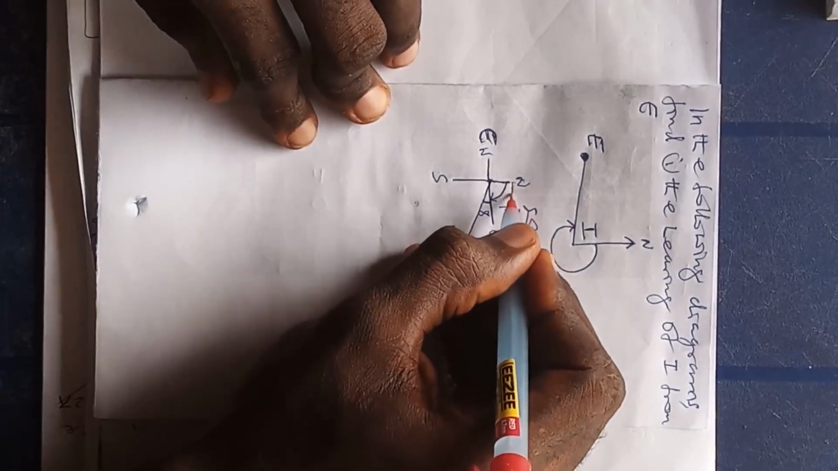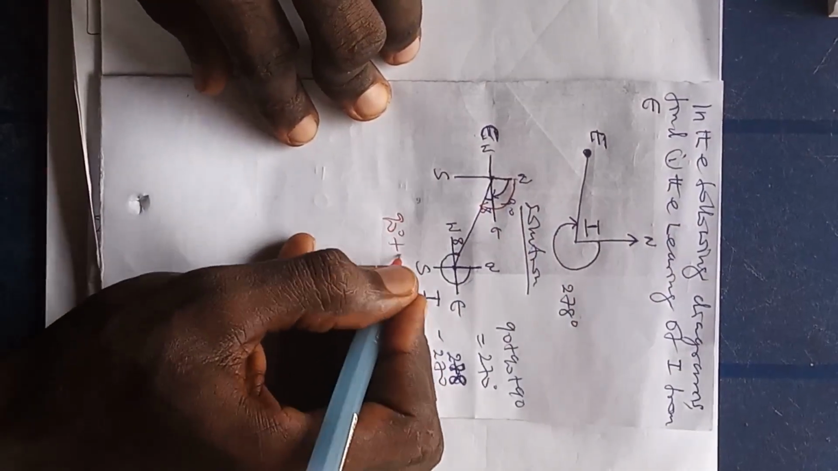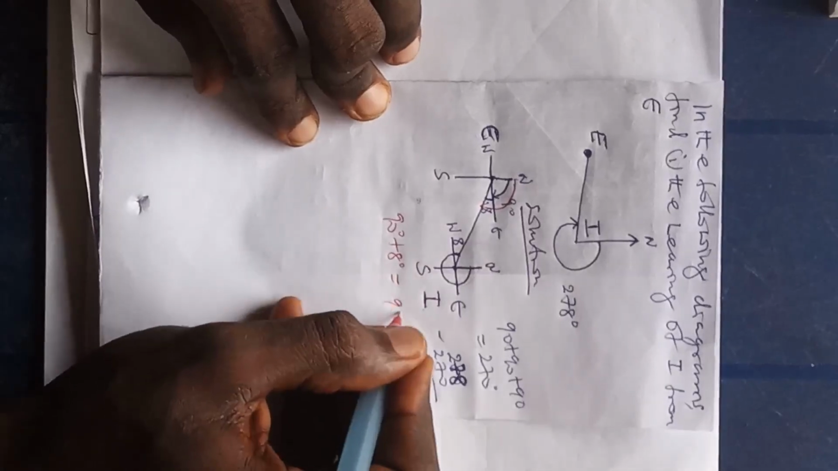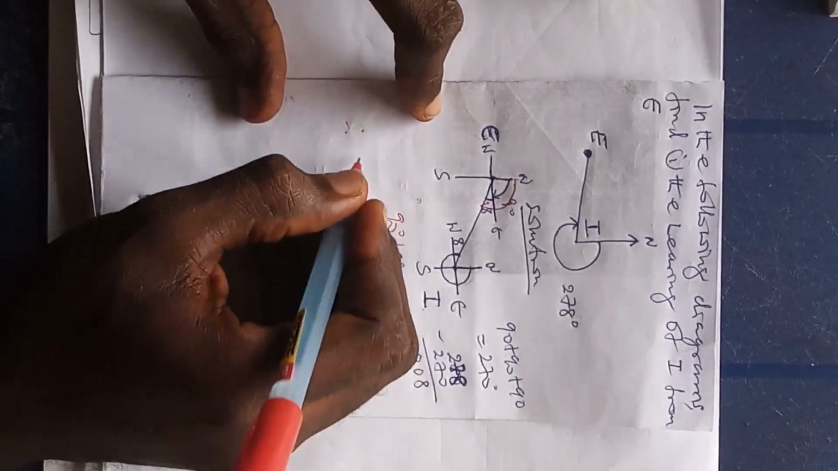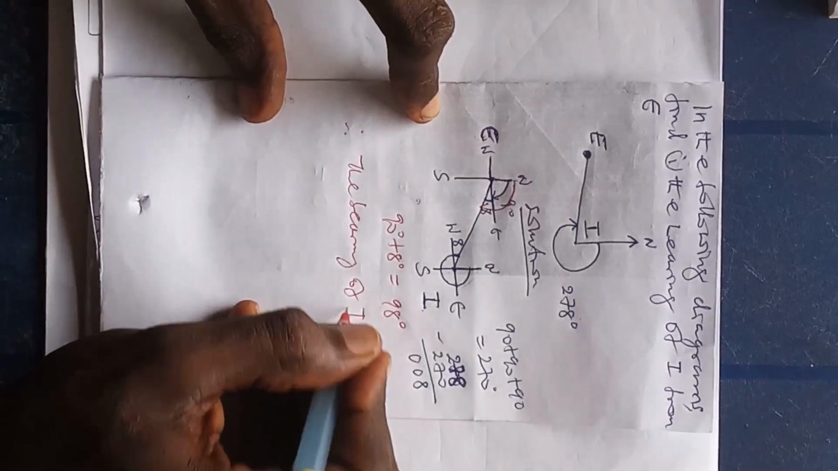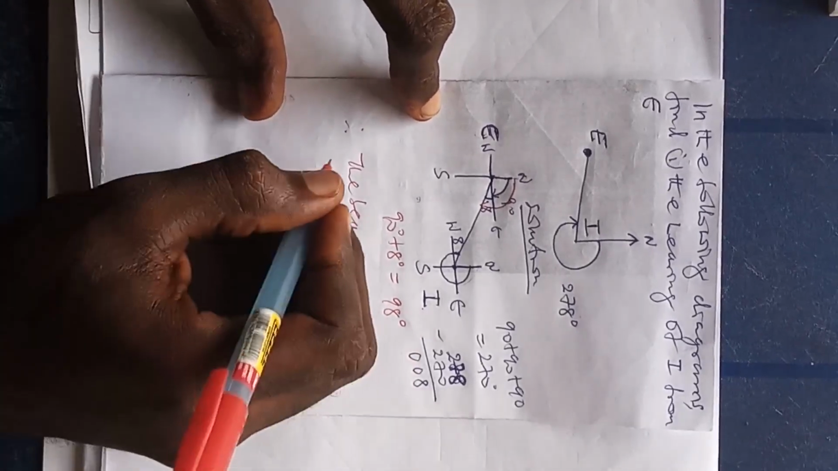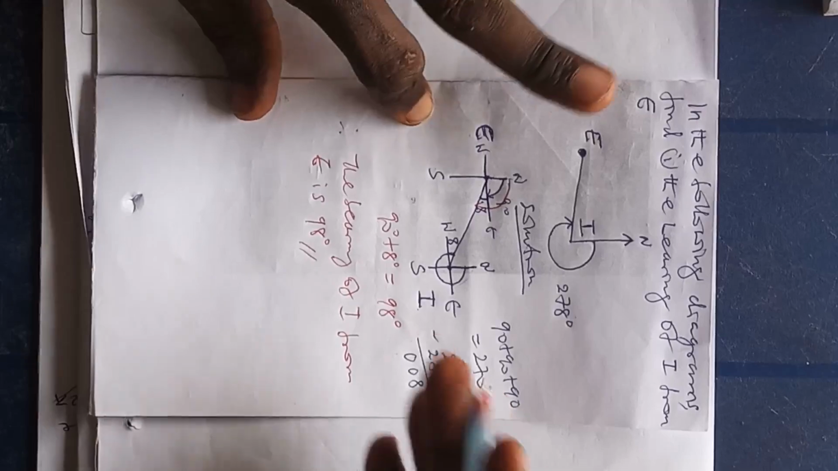So the total angle we have here, from here to this very point, will give us 90 degrees plus 8 degrees, which is 98 degrees. So therefore, you can say that the bearing of I from E is 98 degrees. It's as simple as that.